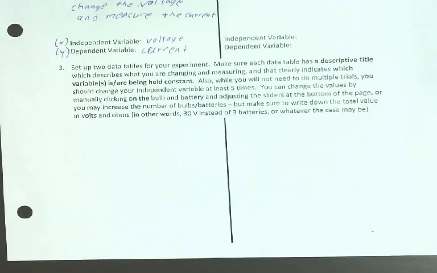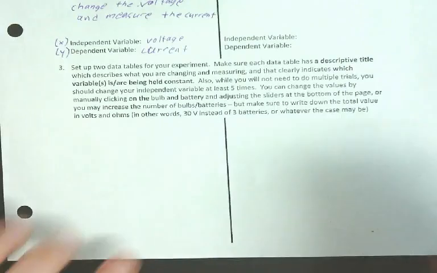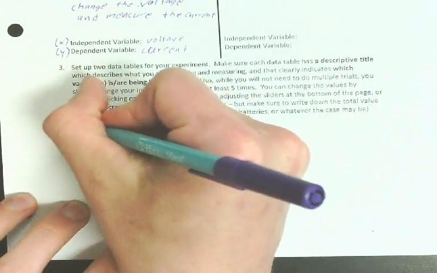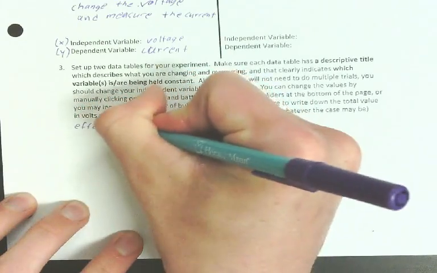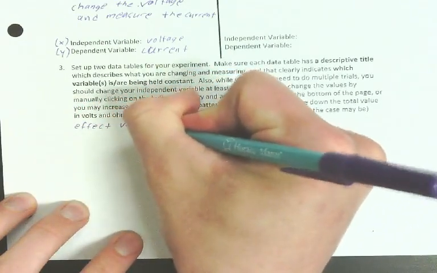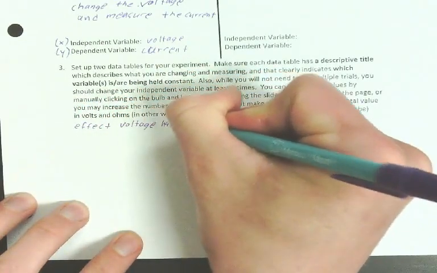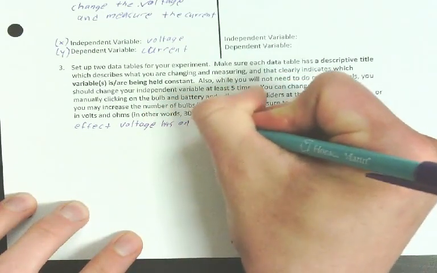Change the values by clicking on the battery and the bulb, and we kind of talked about that a little bit already. So first thing we need is a title. So this is going to be effect voltage has on current.